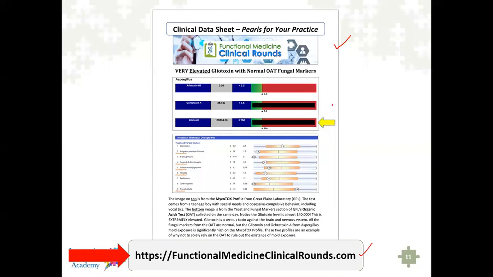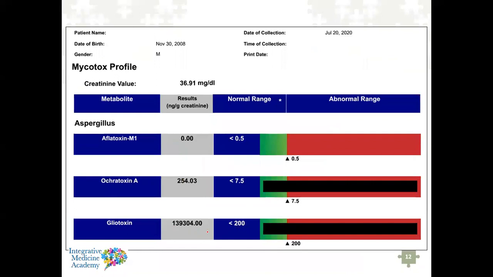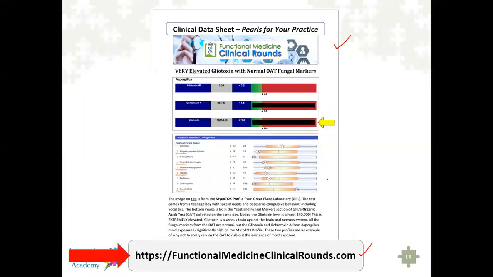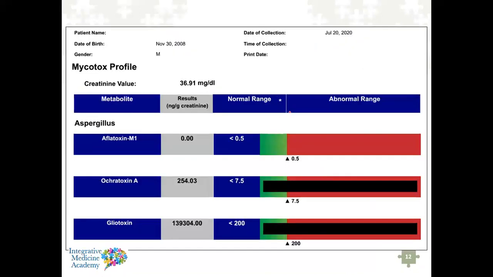So in this particular case, we've got Aspergillus exposure, very high gliotoxin, but what was interesting is that the organic acid test was normal. So let me blow these up. The MycoTOX profile showed our ochratoxin to be significantly elevated, but look at the gliotoxin. This is the highest level I've ever seen, almost 140,000. That is a massive amount.